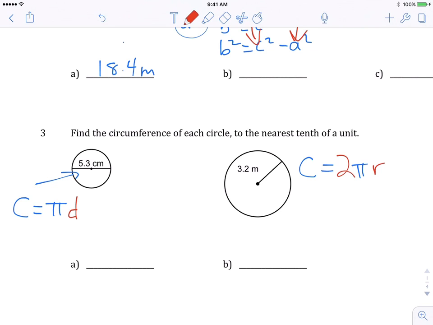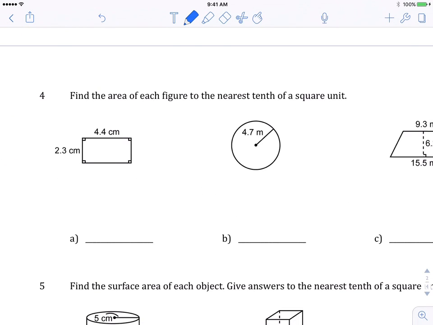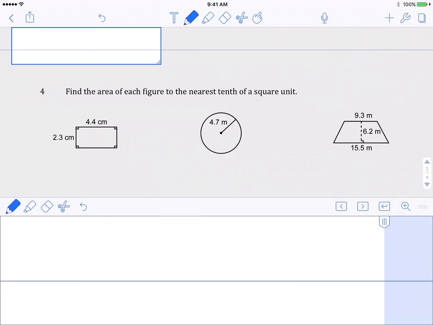All right, let's take a look. Do we have anything else here for you to work on? Yes, we do. So finding the area of each figure. How do I find the area of a rectangle? Area, let's pull that up again.